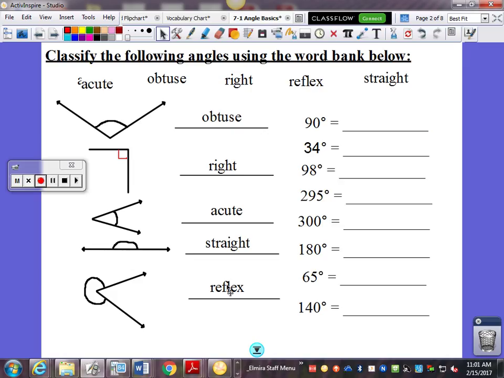This might be a screen that you might pause on if I'm going too fast for you to write things down. You might pause periodically just to catch up and fill in your words and so forth.